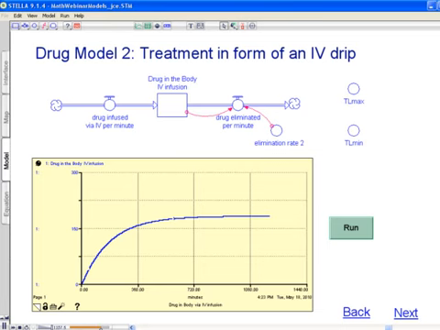Now, notice there are a couple other little circles up here, little converters. Most, all drugs, actually, in order to be effective, must act within a therapeutic range.